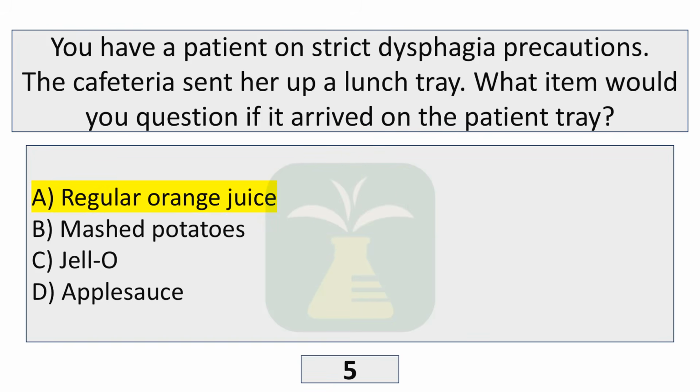Correct answer, A. Regular orange juice. Typically, when a patient is on strict dysphagia precautions, they will require thickened liquids. The orange juice should be thickened with a thickener in order for the patient to consume it. The CNA/nurse should look at the MD orders to determine which consistency the orange juice is to be thickened to, e.g., honey or nectar.